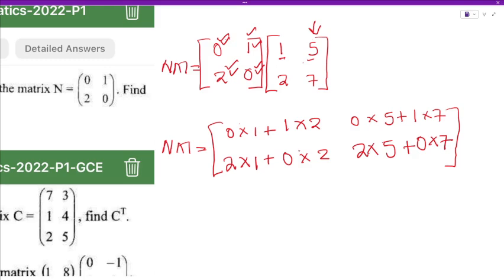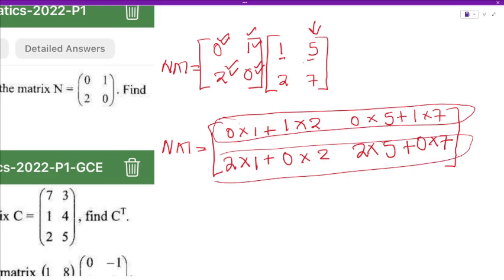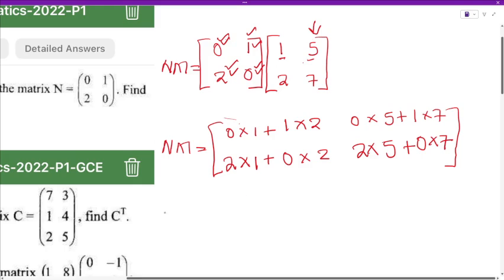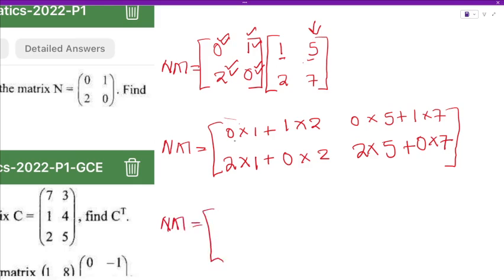In order for this to work, you have to make sure that these values on top here are multiplying with the correct values, because if you make a mistake up here, you capture it even down here. So that is that. At this point, you can continue simplifying. You can now say NM is equal to, so 0 times 1 here will give us a 0, plus 1 times 2 there will give us a 2. 2 times 1 there will give us a 2, plus 0 times 2 there will give us a 0.